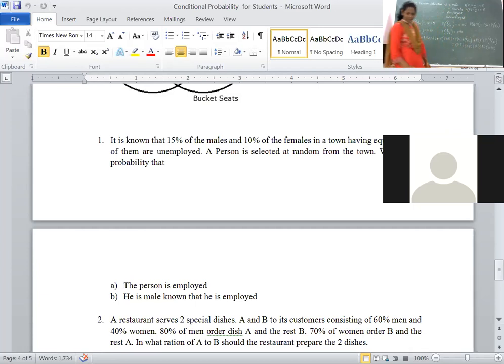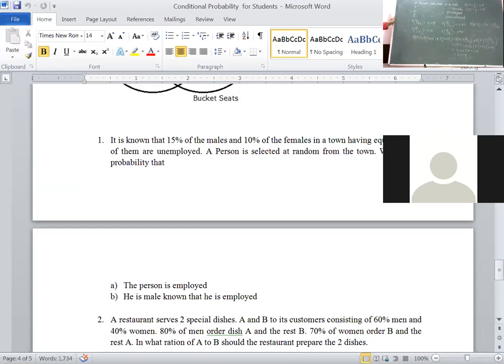Clear, students? Then this value is 0.425, 0.5 into 0.9, that is 0.45. Finally, we are going to get this value as 0.875. This is the first bit.